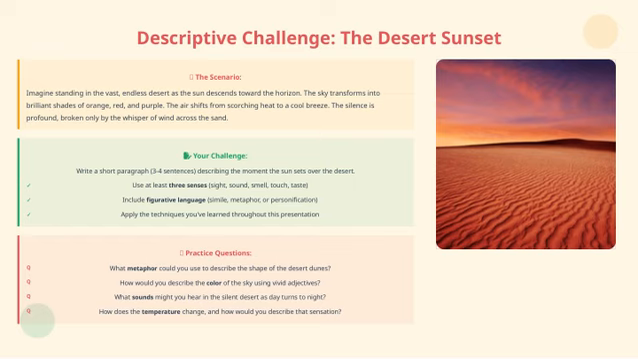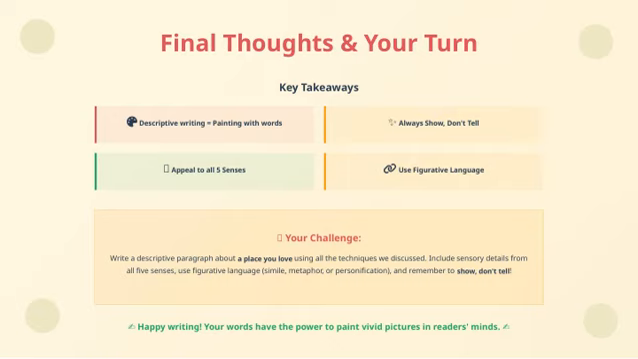Now, as we reach the final slide, I want to leave you with some key takeaways and a little challenge to apply what we've learned. First, remember that descriptive writing is like painting with words. It's about creating vivid images in your reader's mind. Always aim to show, not tell. Instead of saying something is beautiful, describe what makes it beautiful. Make sure to appeal to all 5 senses, sight, sound, smell, taste, and touch, to bring your descriptions to life. Don't forget to incorporate figurative language, such as similes, metaphors, or personification, to add depth and creativity to your writing.